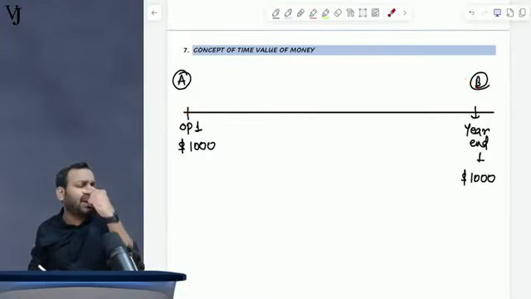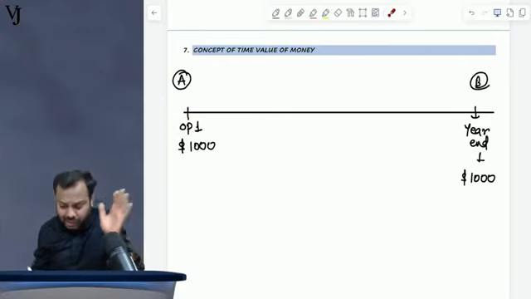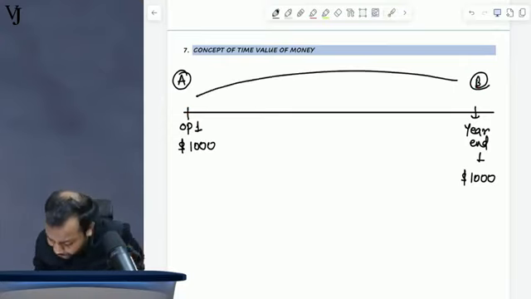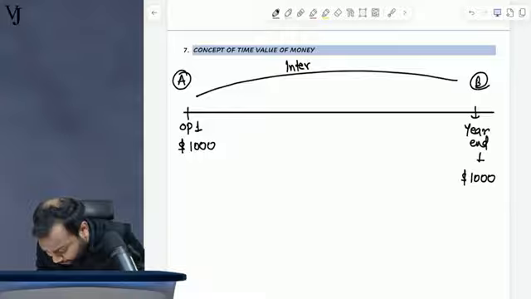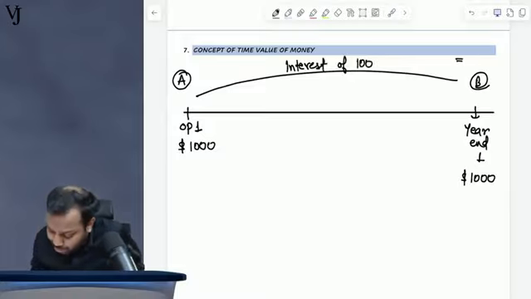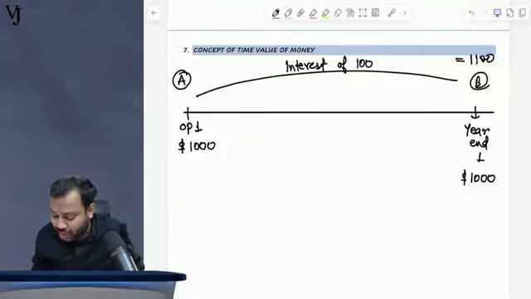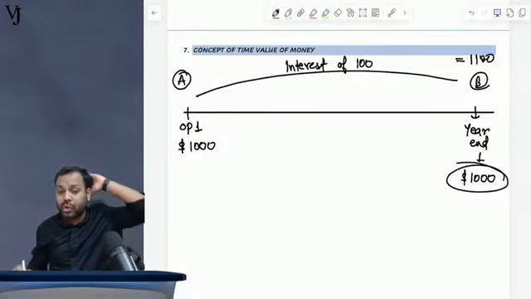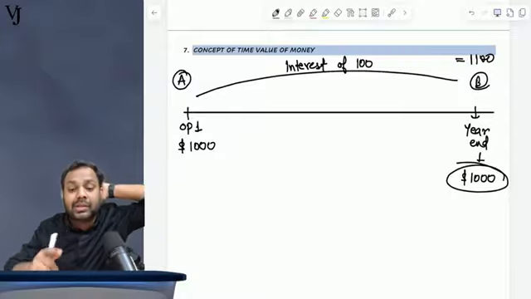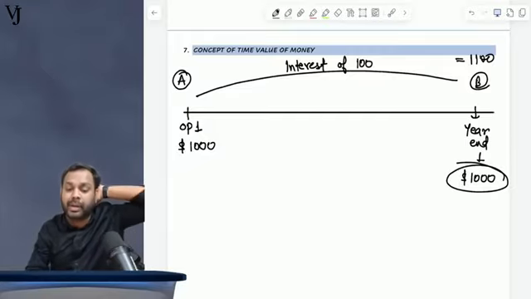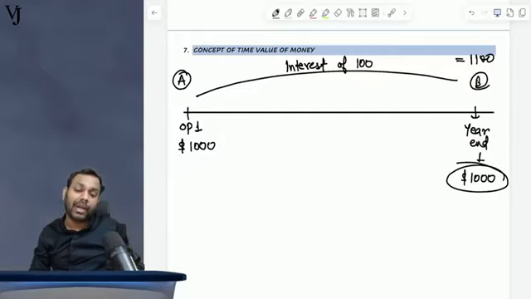Let's suppose the rate in the market is 10%. So here for this time I will earn an interest of 10%, that is 100, and here it will become 1100. You were giving us only 1000. Oh my god, this is called as time value of money.